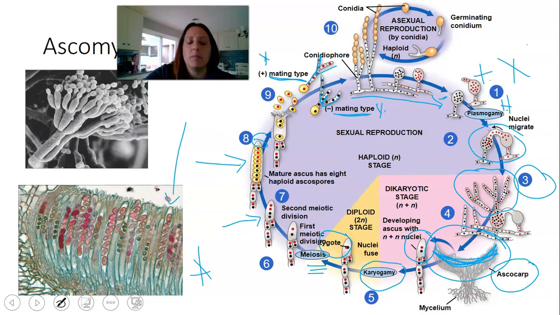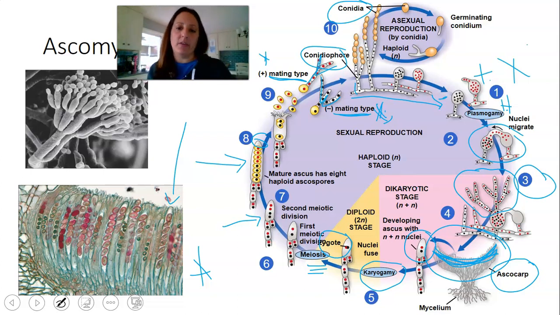Let's look at the asexual reproduction really quick. So again, you've got a plus and minus mating strand. For asexual reproduction, there's no plasmogamy. Okay, instead what happens is, in this example, we're showing the minus mating type. It will grow structures called conidiophores. And at the tips of those conidiophores, we get spores produced, which are called conidia, by mitosis. Those spores will be released, and again, they'll germinate and create a new mycelium.